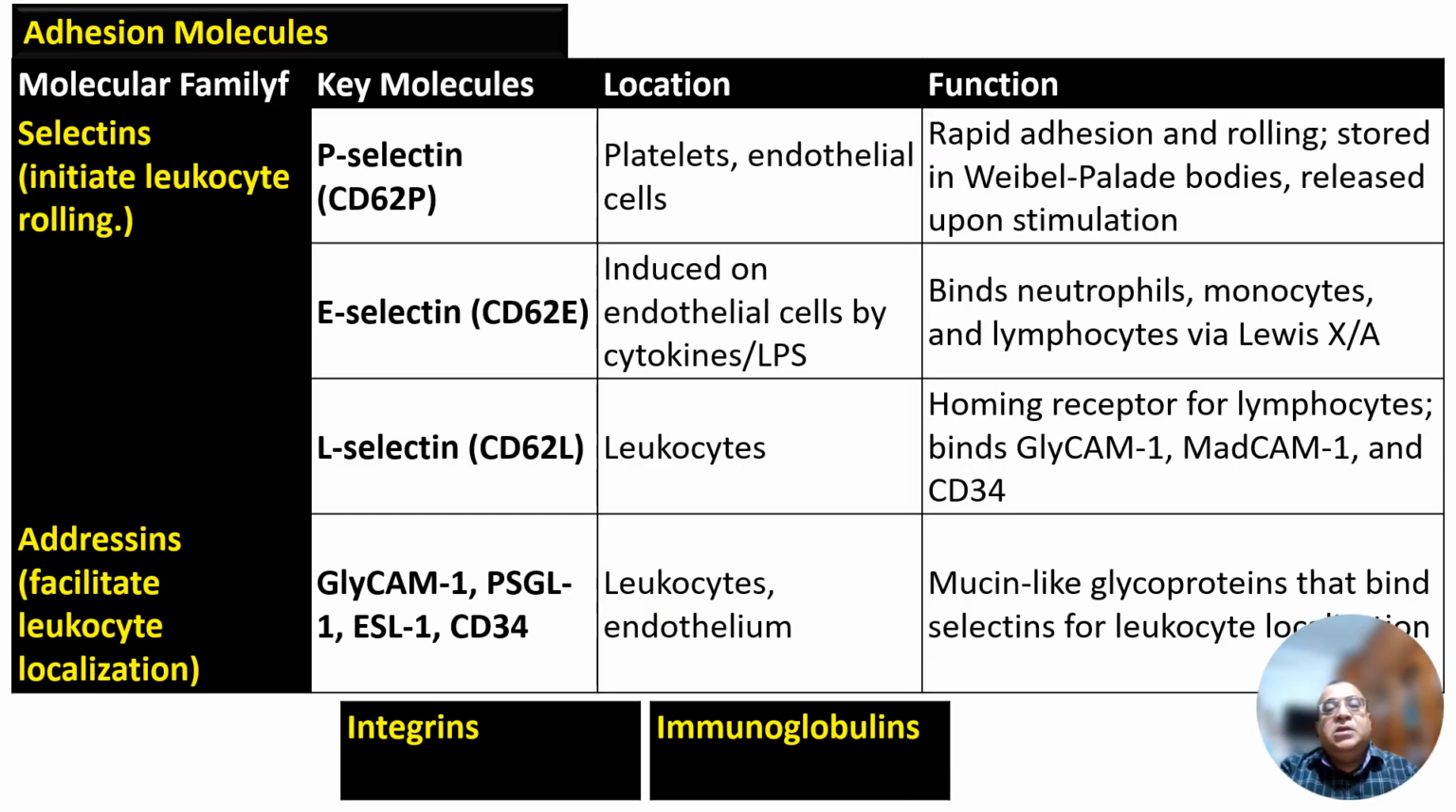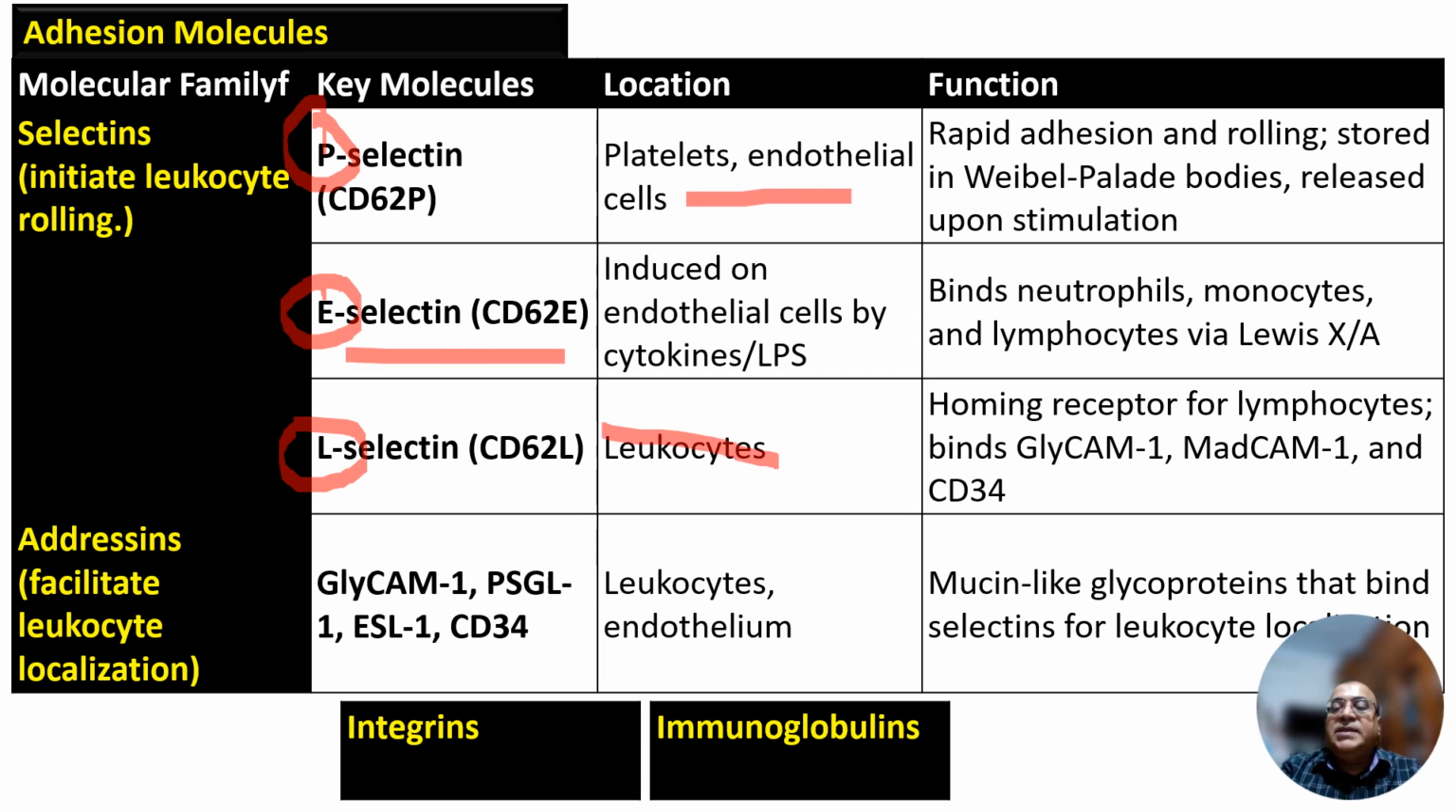Before going into the further details of cellular events of acute inflammation, first I would like to go into the details of the adhesion molecules that are available. The adhesion molecules are selectins, addressins, integrins, and immunoglobulins. The selectins are expressed on platelets, endothelial cells, or leukocytes. Hence, they are termed as P, E, and L selectins. They are expressed on these cells.